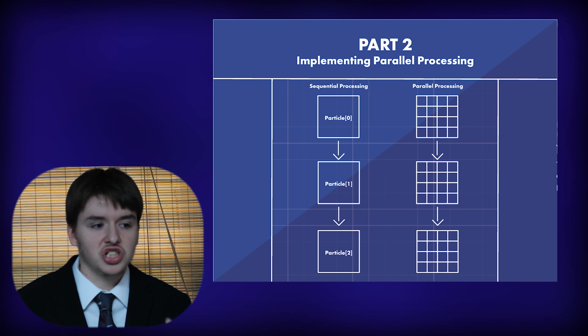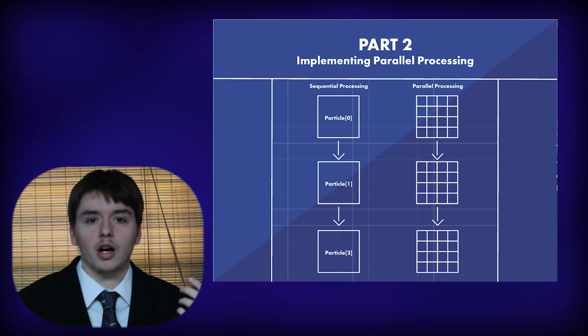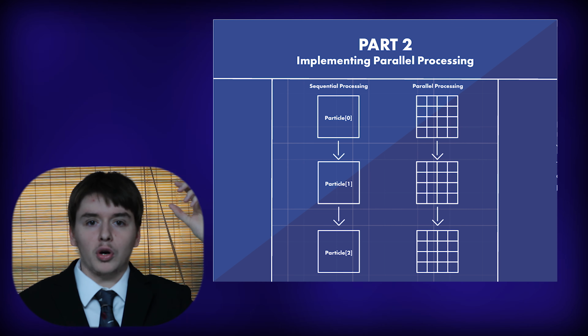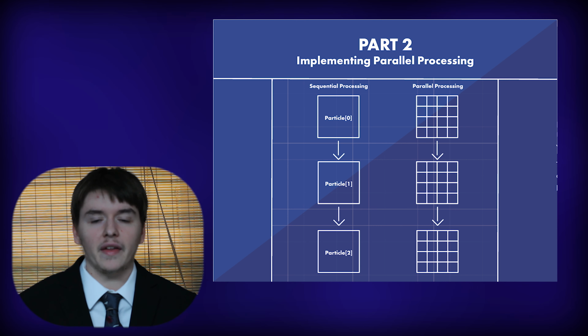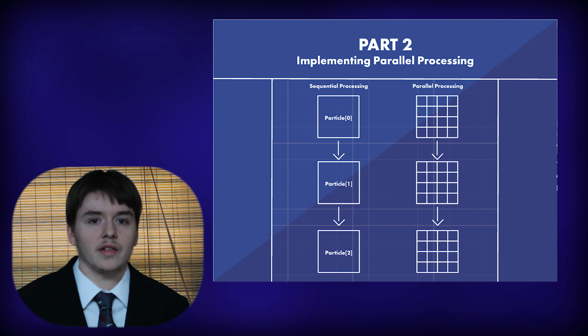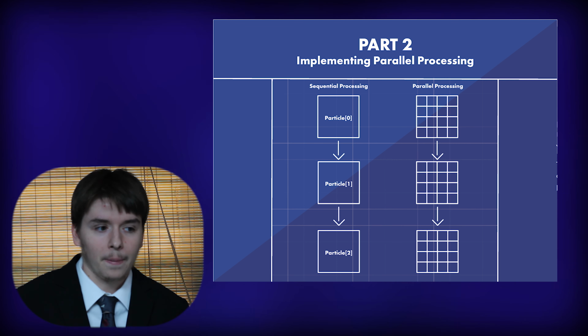With GPU parallel processing, we can actually work on almost 1,000 particles at once. So it's particle 0 to 1,000 being calculated, then particle 1,000 to 2,000, and so on. And this happens in the same time it would take the CPU to do 1 or 2 particles.